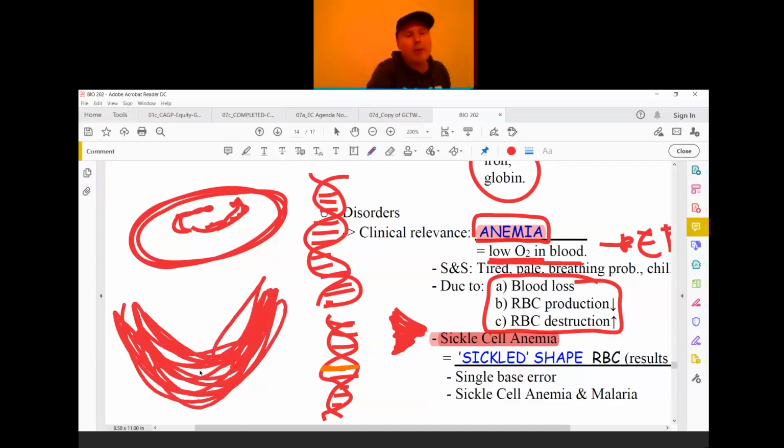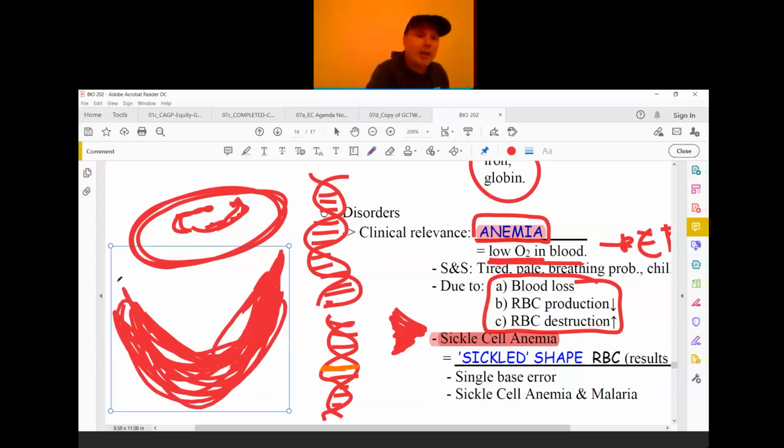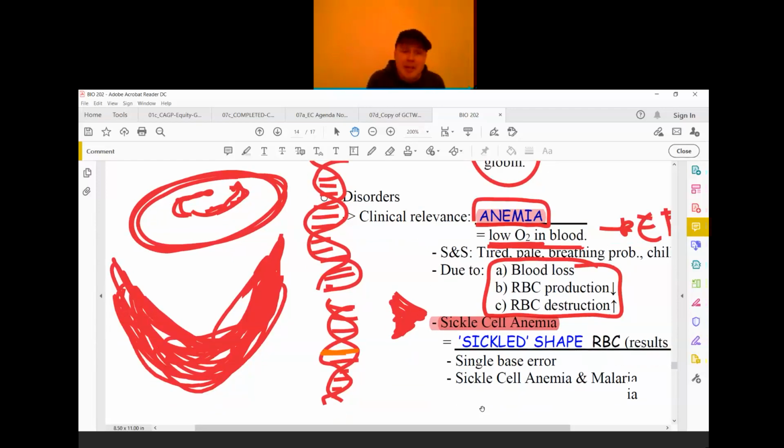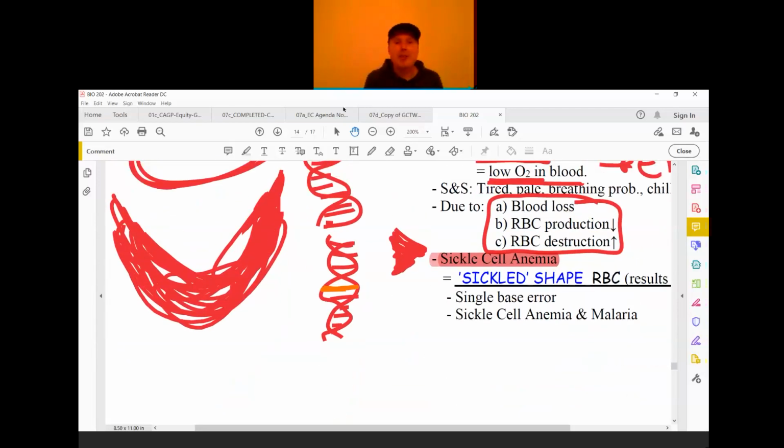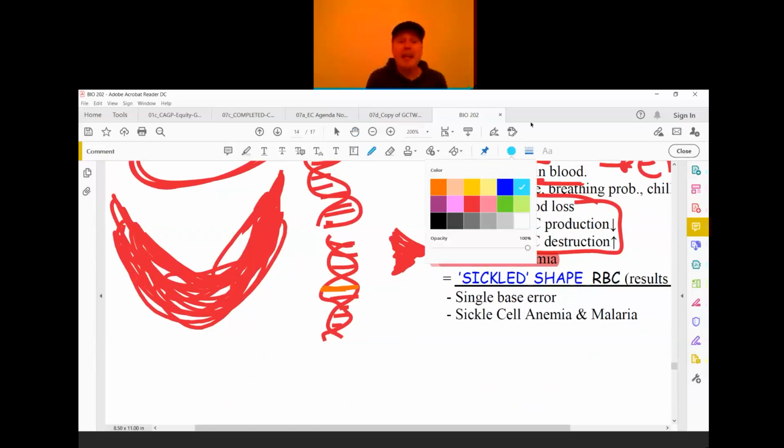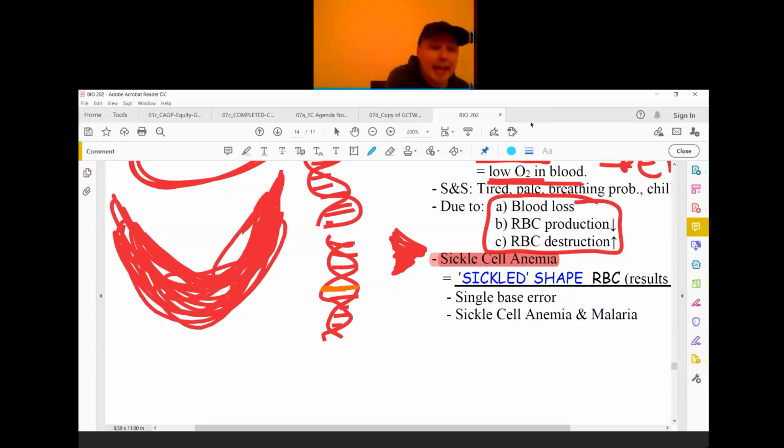So it's not what we're used to seeing. It has sharp edges and is thinner, curved like that. Well, this is not great. The reason it's not great is that two things result from this. First of all, these sickled cells cannot, it's a sad thing, they cannot transport as much oxygen.